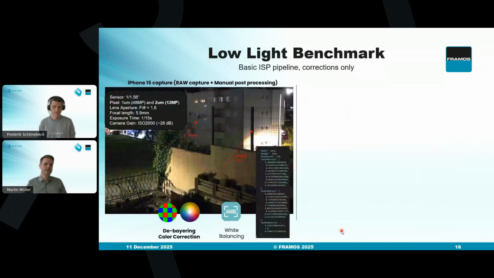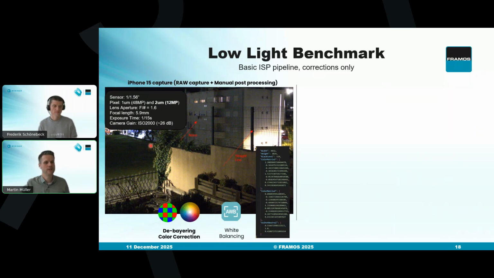So let's start here with the iPhone 15 capture. I chose a low light situation. Why? Because it's usually a tough situation for image sensors. So low light means usually a tendency for higher gain, more noise. So it's all in all much more difficult for the image sensor to generate a good looking image.